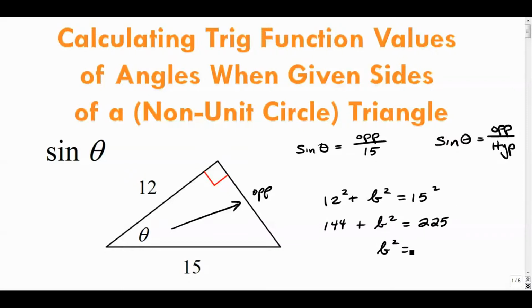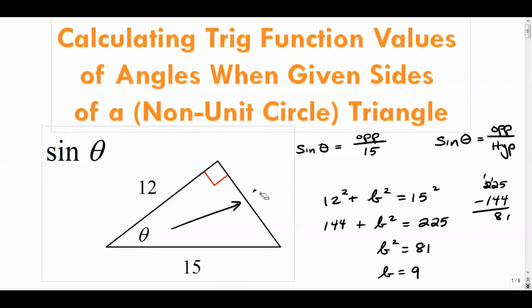So let's use the Pythagorean theorem: 12 squared plus, let's call it b squared, equals 15 squared. So 144 plus b squared equals 225. Subtract: 225 minus 144 is 81, which means b is the square root of that, or 9. So our opposite side is 9.